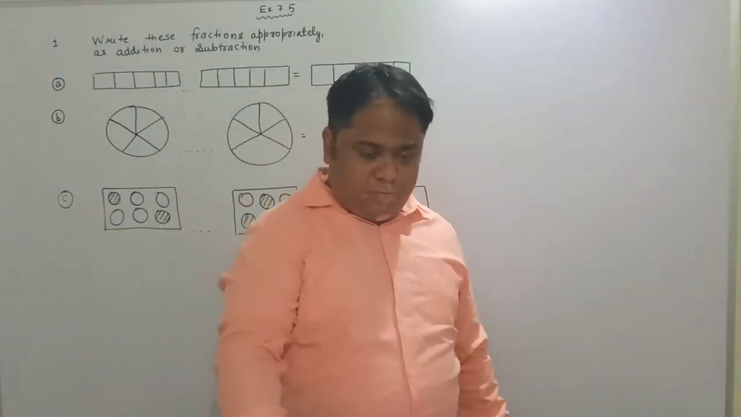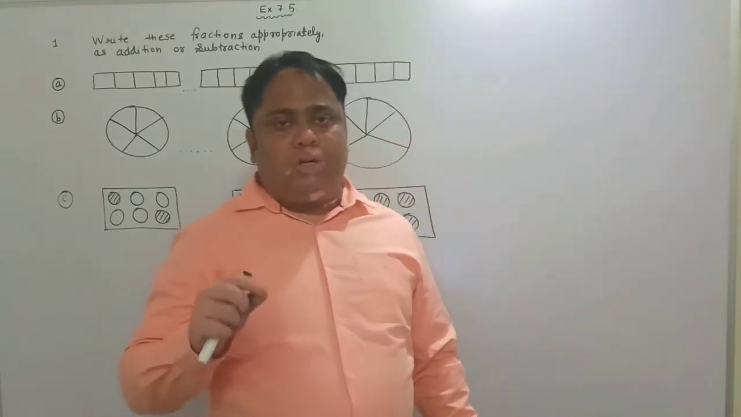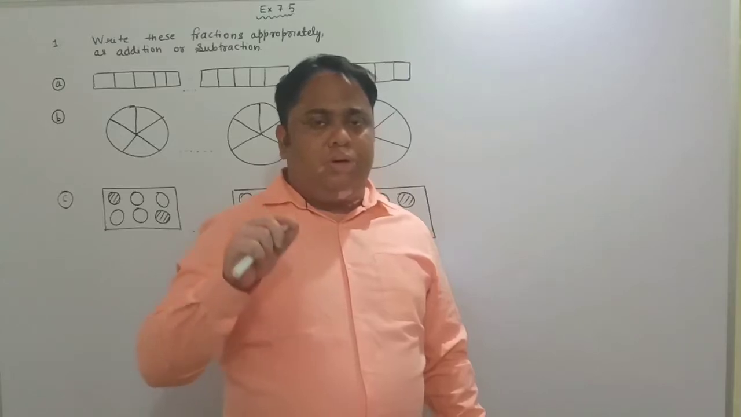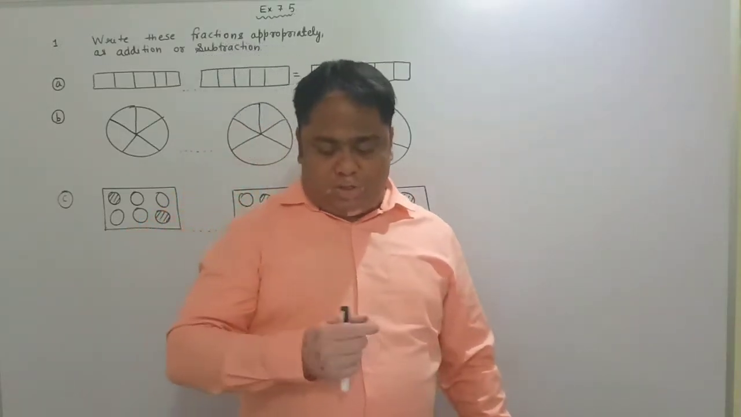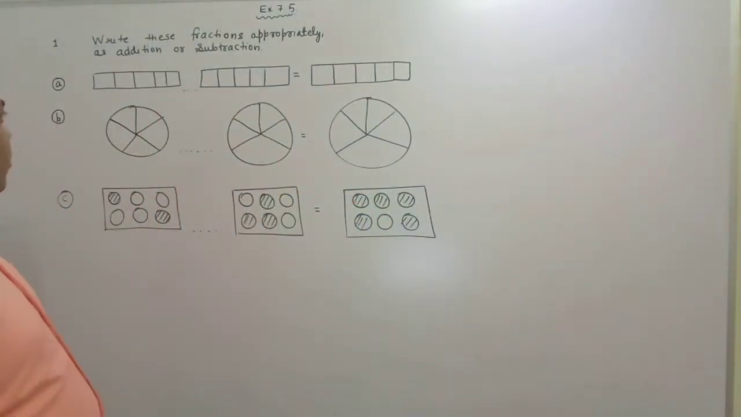Today we will be starting exercise 7.5. In 7.5 we have to add or subtract fractions. So the first question is always very creative and simple. You have been given a few figures and you have to identify whether addition is taking place or subtraction is taking place.